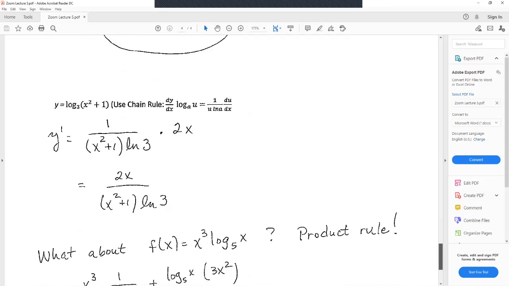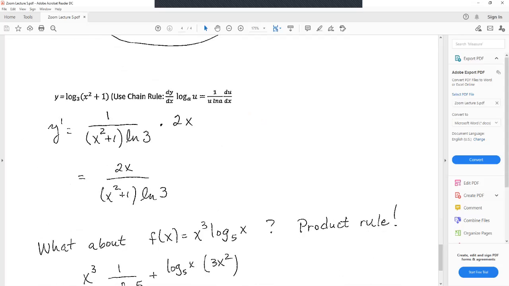Now for the final problem. Here I have log base 3 of u. This is not log base 3 of x. If this were log base 3 of x, it would be a lot simpler, right? It would just be 1 divided by x ln 3. But we have here as the domain a function that's not x alone. It's just not what we're used to. Since x squared plus 1 is a function that's not equal to x, we have to use the chain rule again.